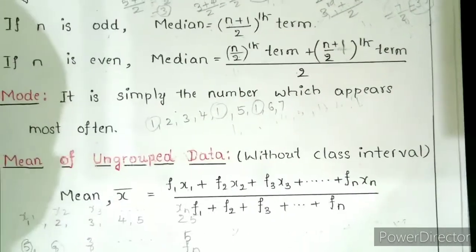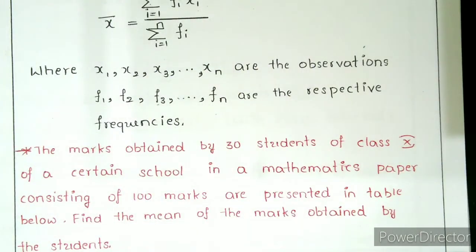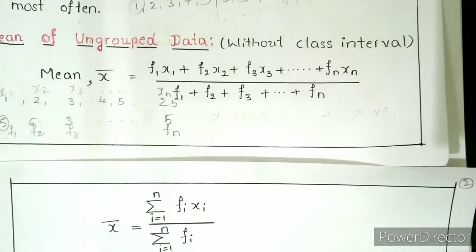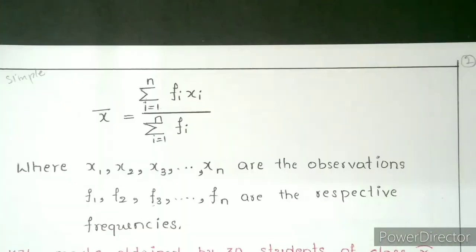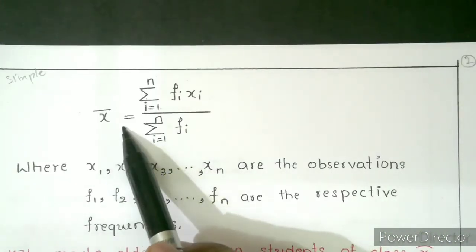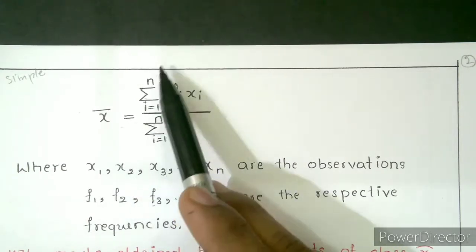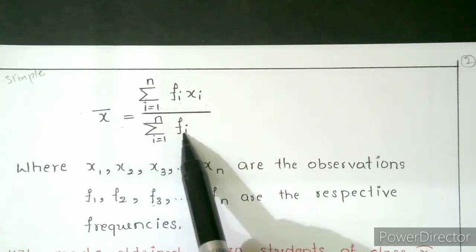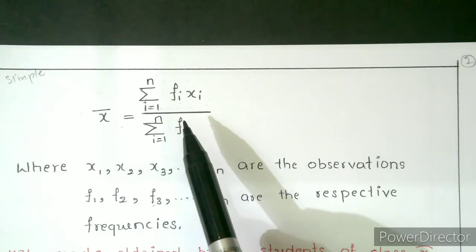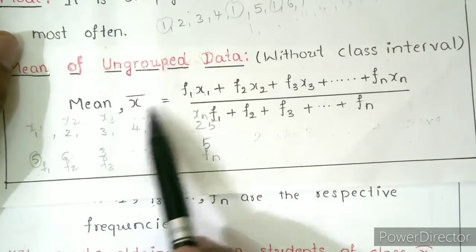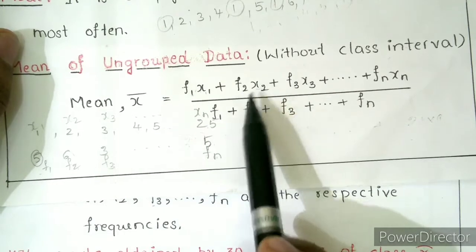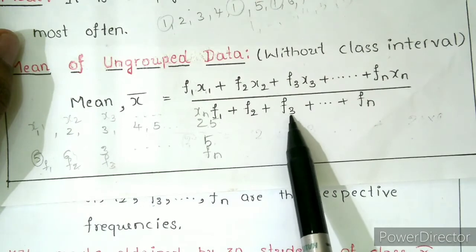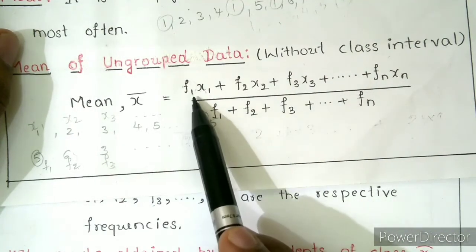So next, the simple form of x bar is equal to summation i equal to 1 to n fi xi, divided by summation i equal to 1 to n fi. So this comes from the statement: mean x bar equals f1 x1 plus f2 x2 plus f3 x3 so on up to fn xn, divided by f1 plus f2 plus f3 plus so on up to fn. So this is the summation when you write.